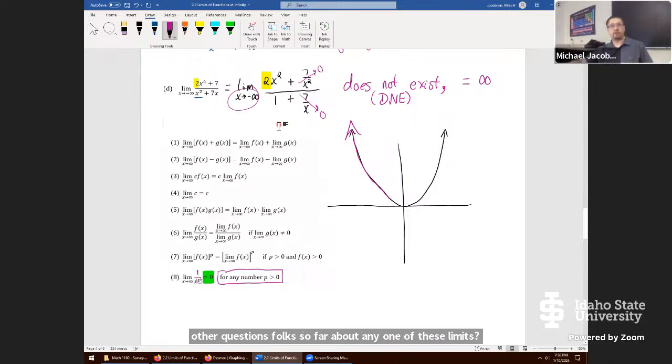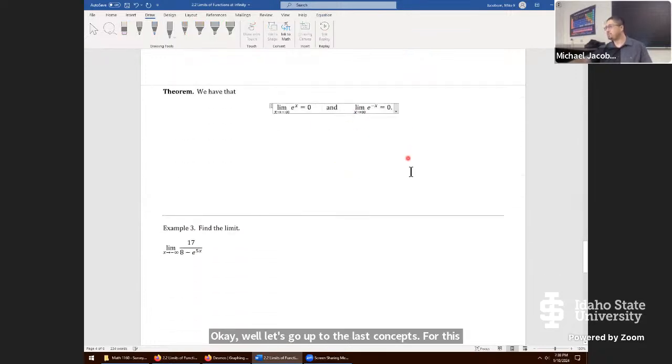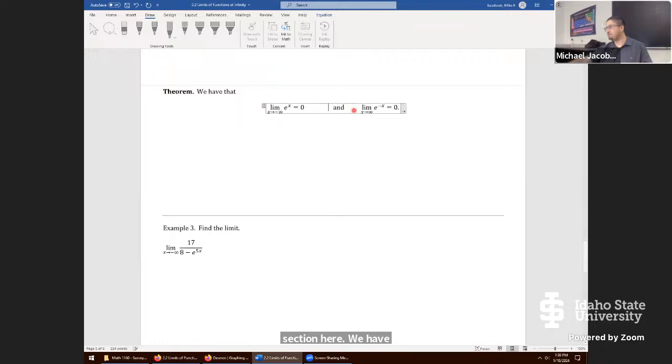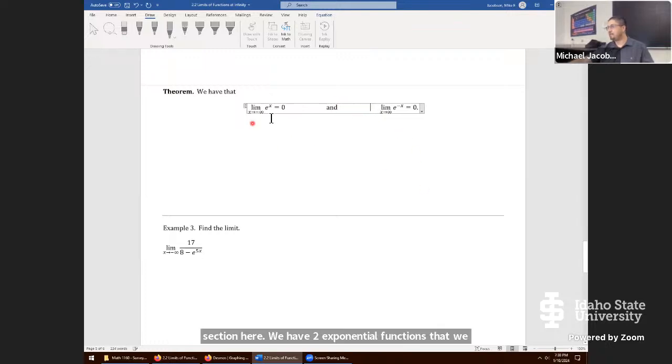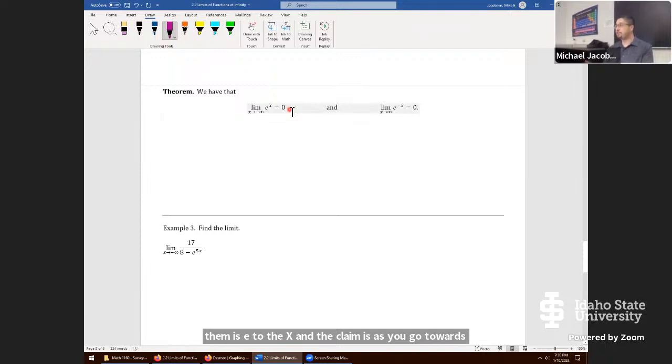Okay, well, let's go off to the last concepts for this section here. We have two exponential functions that we want to take a look at. Let me just space these out a little bit more. One of them is e to the x, and the claim is as you go towards negative infinity, the limit here is 0. Now that means the exponential function must have a horizontal asymptote, and it turns out it's true.